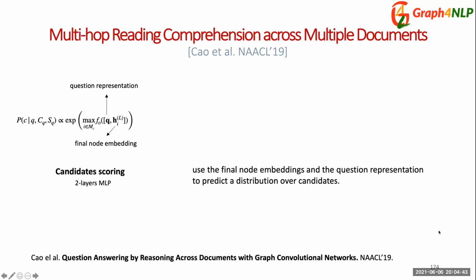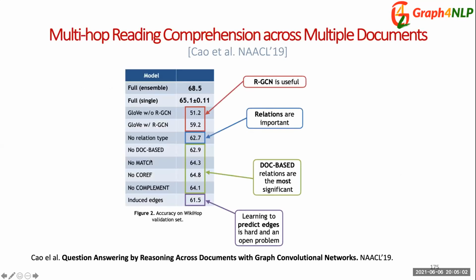Finally, the candidates are scored based on the final node embedding and also the question representation, which are used to predict a distribution over all the candidates. You can see in this formula we have both the question representation and the final node embedding. Now let's look at the final results through an ablation test.